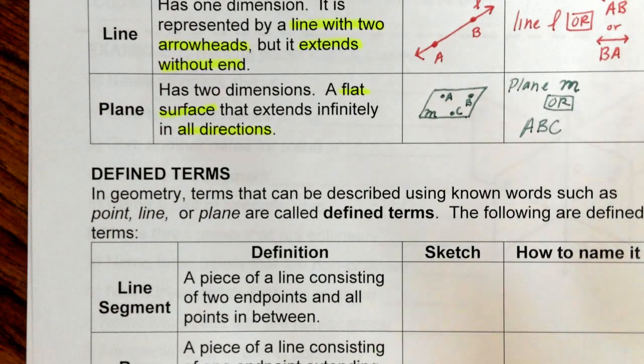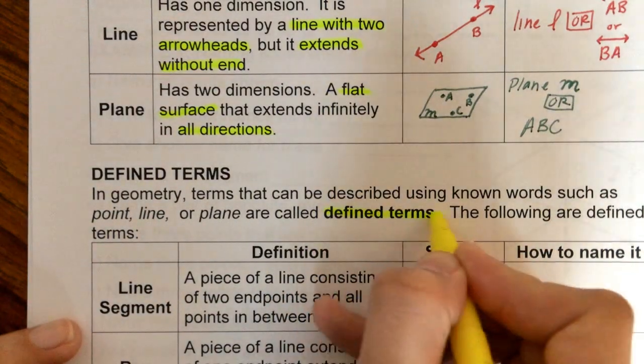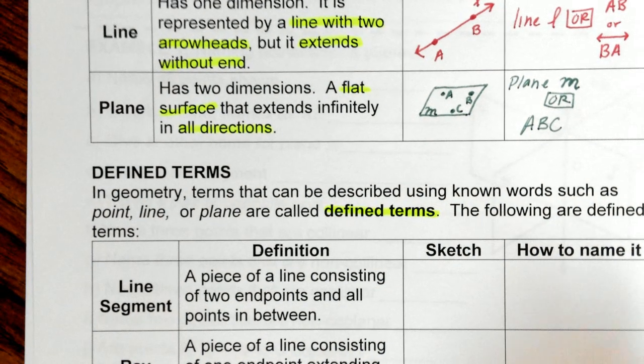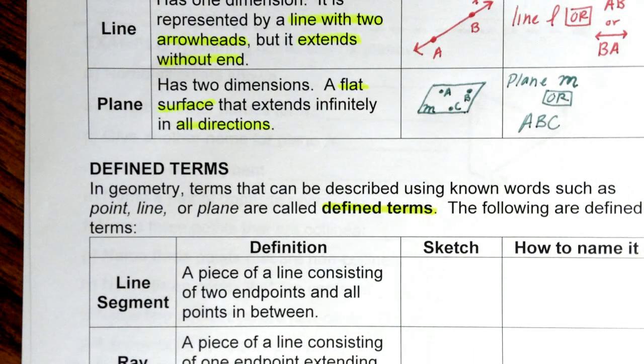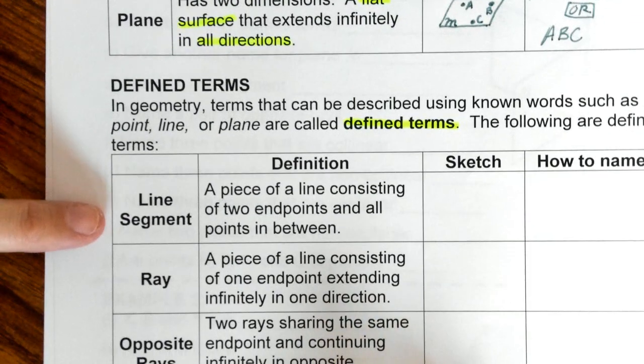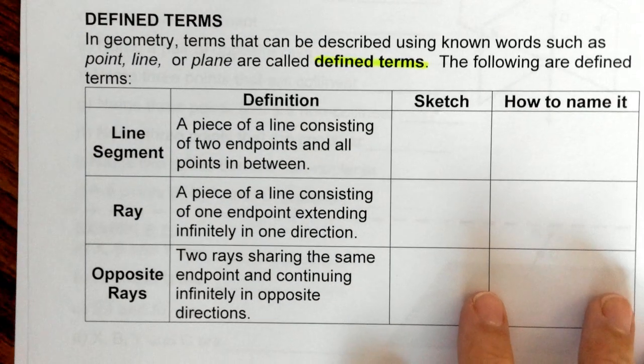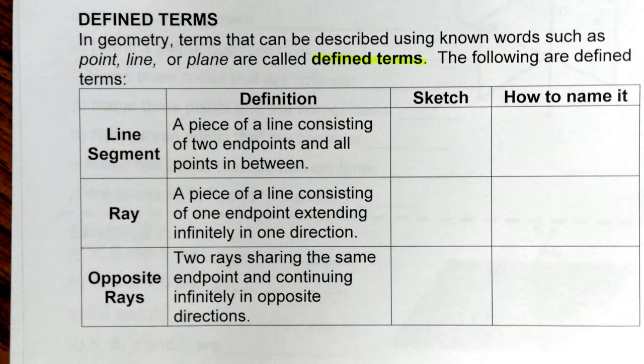Now your defined terms. Okay. These have start and or stopping points. So looking at our line segment. Now your line up here and your line segment, they both have the word line. Your segment, you think of like segments of a worm. A worm has several different segments, and there's a start and a stop to each one.